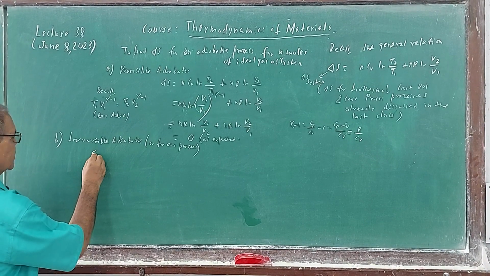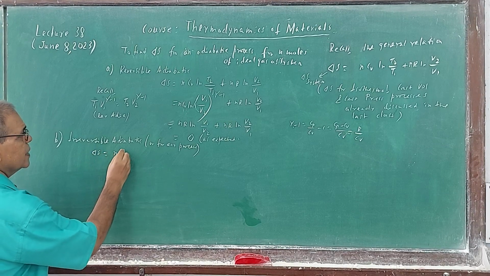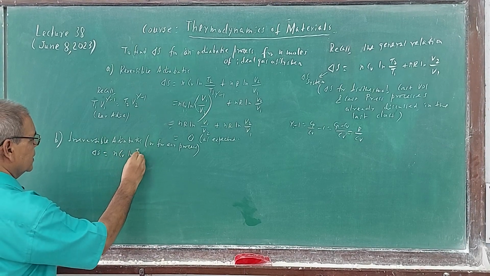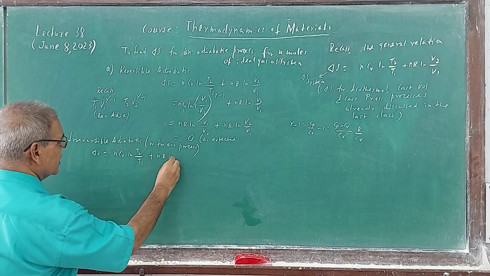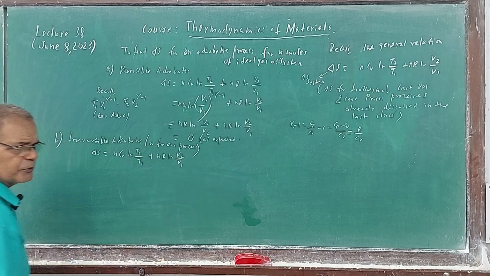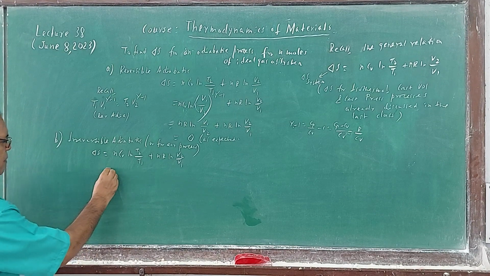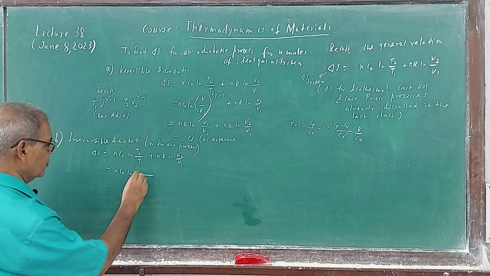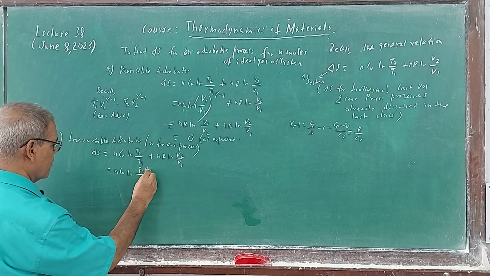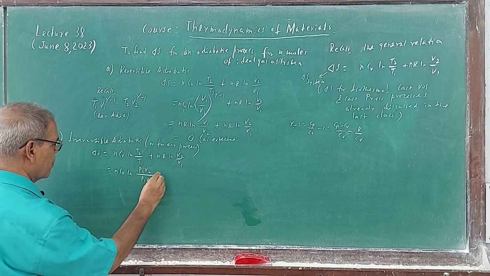Okay, delta S is what? Let me write N Cv ln T2 by T1 plus NR ln V2 by V1. Do you have any objection? First line, no objection. What is this? N Cv ln, what is T2? P2 V2 by P1 V1.